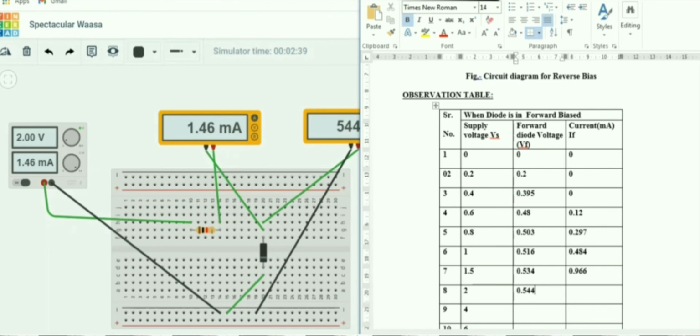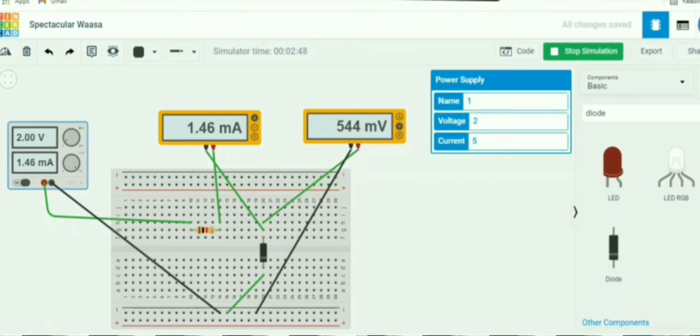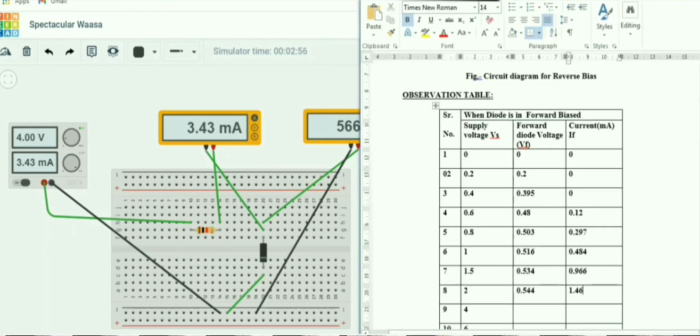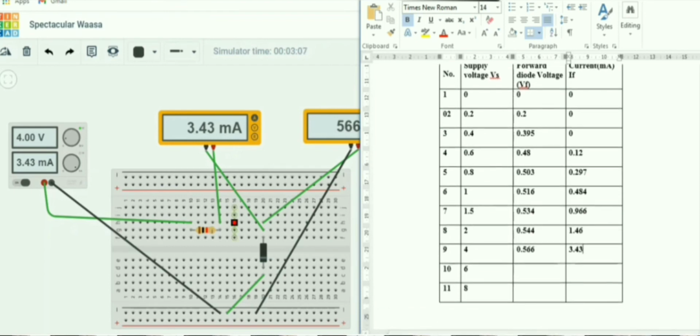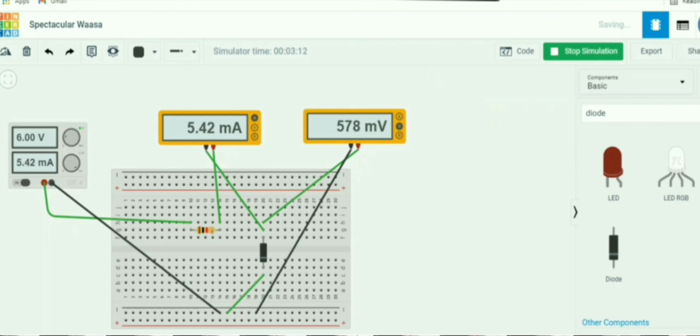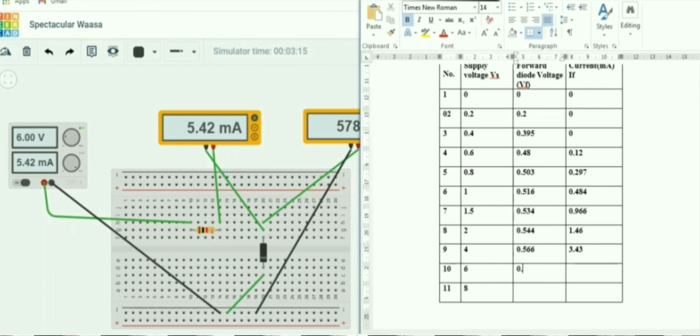That means current increases after 0.5 volt. If I change the power supply voltage, the voltage across the diode remains constant and the milliammeter reading, that is the current, increases. For 6 volt, voltmeter shows 0.57 volt and current increases up to 5.42 milliampere.